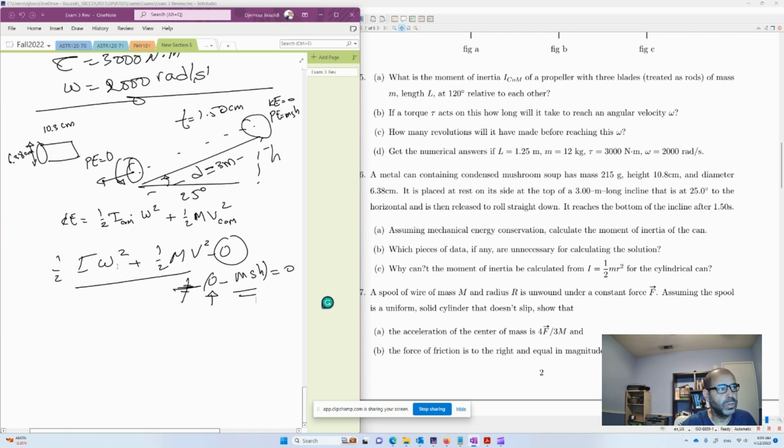And this omega also, because I don't know it. I know M, I know G, and I can calculate H, okay? Which is just sine of theta, sine of 25 degrees, times 3 meters. Okay, so the V's now and the omegas.